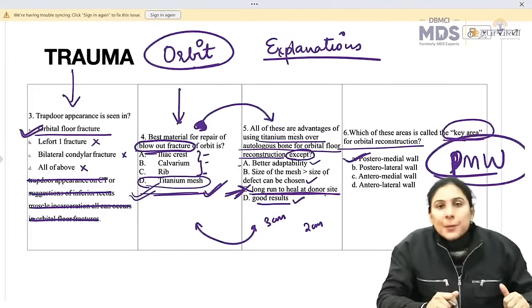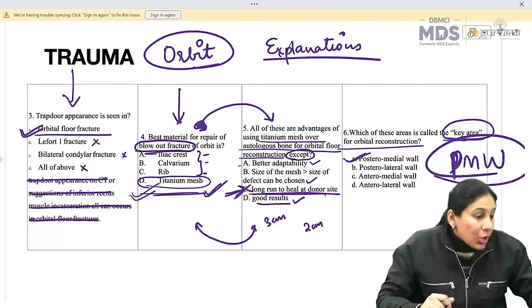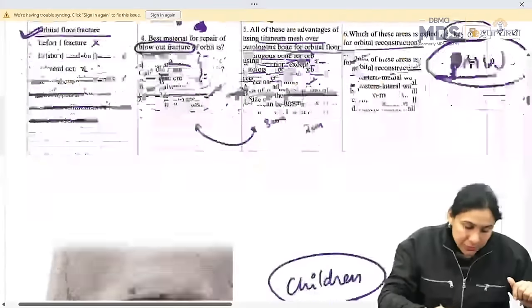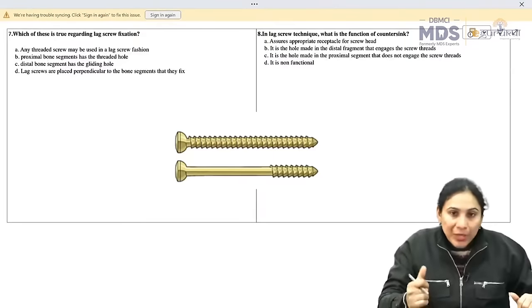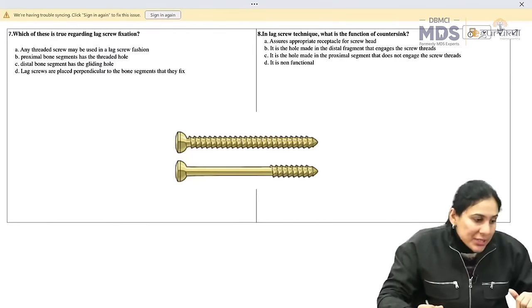Just give me a thumbs up there if you understand everything. Or if it is a doubt, we are open to doubts. I'm just waiting for your thumbs up. And then we go to the next questions in trauma.